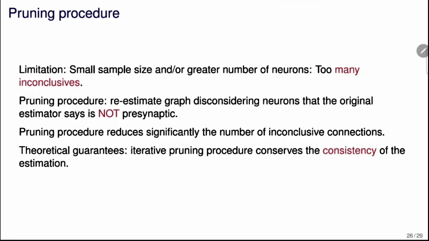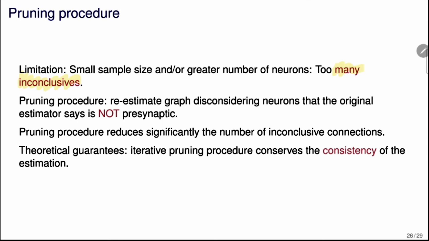As we just saw, this simple interaction graph estimator has a major limitation, namely, whenever the sample size is small or the number of observed neurons is large, there will be too many inconclusive connections. And to deal with this issue, we propose to use the interaction graph estimator together with a pruning procedure.